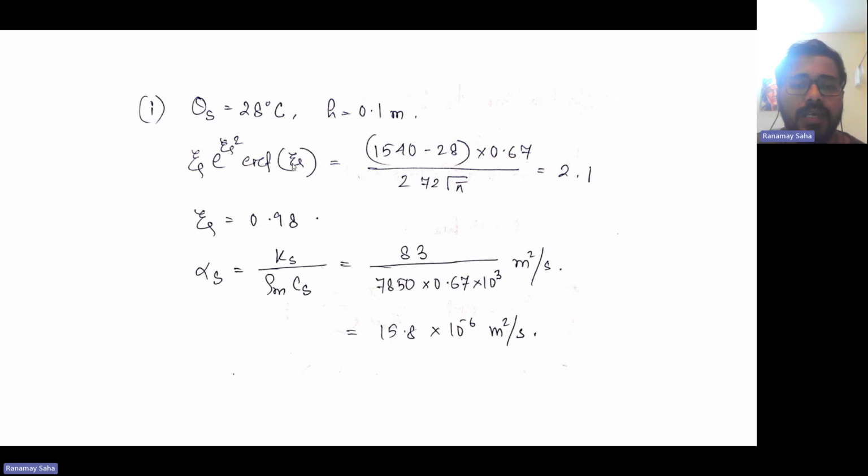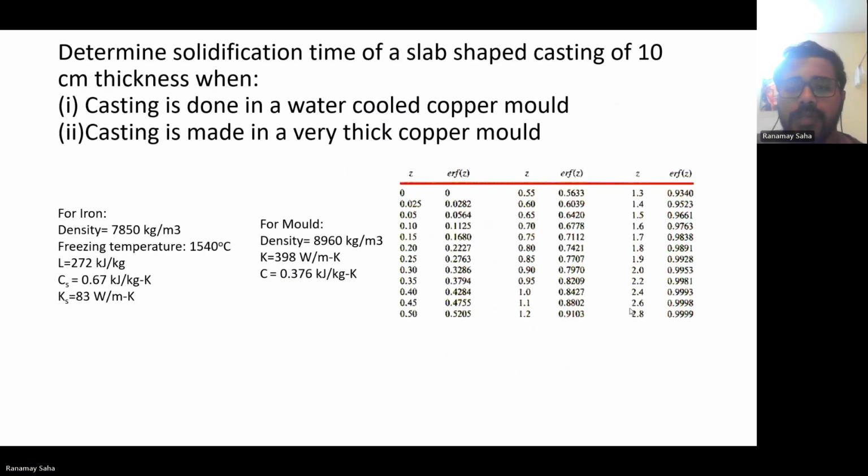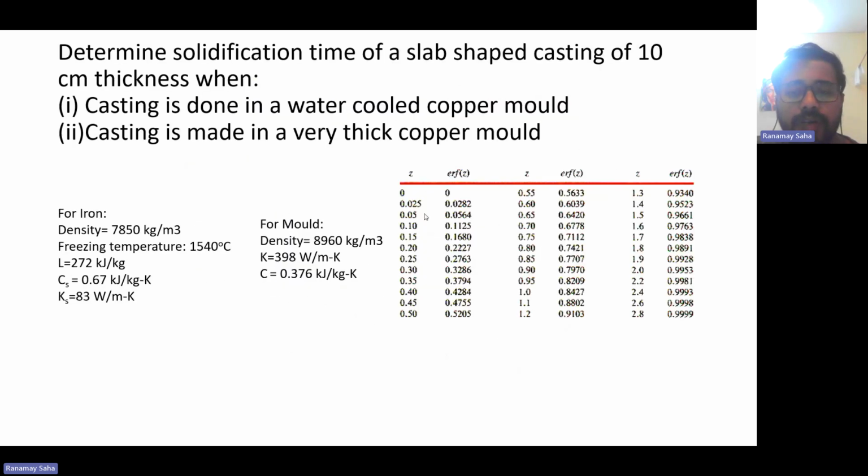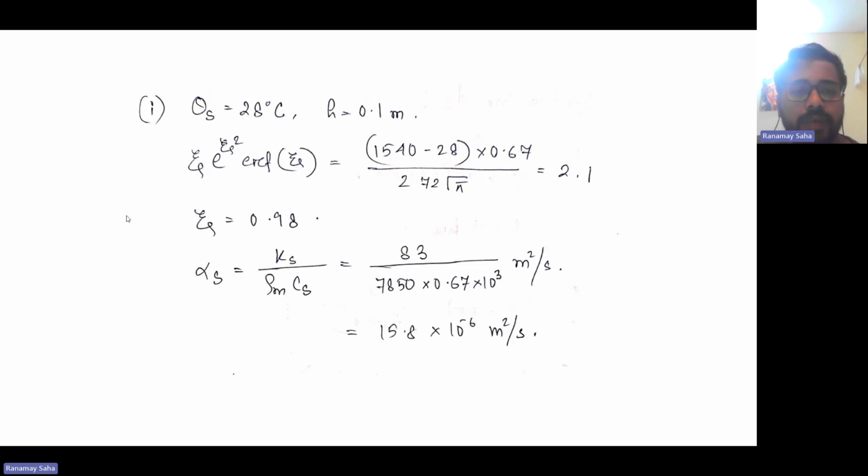Now, how do you find out the xi from this kind of equation? Just equate the right hand side and find out the xi values and the corresponding error function of xi values, which actually gives you this 2.1 value. Okay? So there is a way to find it using this table only. You have the right hand side to be 2.1. So just try out different combinations of xi and error function of xi and see which xi value and the corresponding ERF xi value gives you this 2.1 RHS.